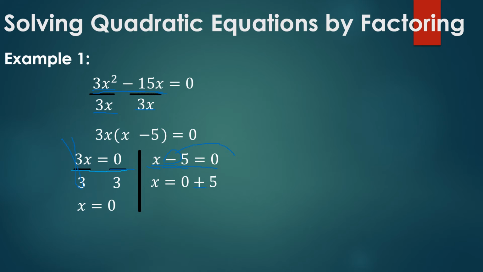That's why 0 plus 5. Understood? So we have x is equal to 0 plus 5. 0 plus 5 will give us positive 5. Therefore, the values of x in our equation 3x squared minus 15x is 0 and 5.